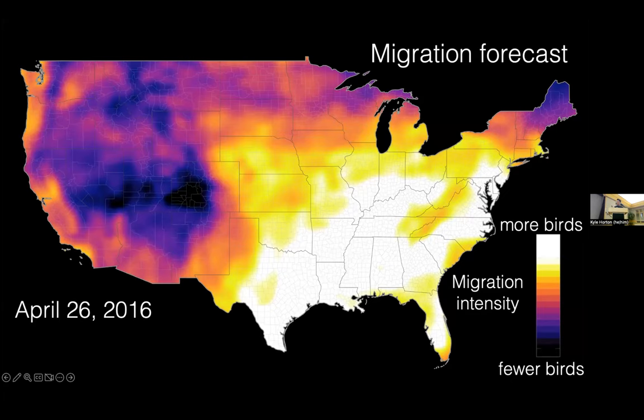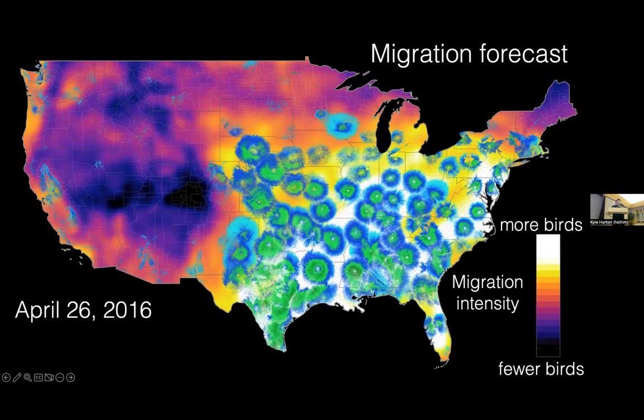So what this map shows is all of the white areas, the yellows, are where we're predicting a high amount of bird migration on this night. So again, just a prediction here. What we would want to do now is see what the radars actually measured as an independent check. So this is what the radars actually measured on that night. Hopefully you can see where the activity from the radar also aligned with where we predicted high migration activity.